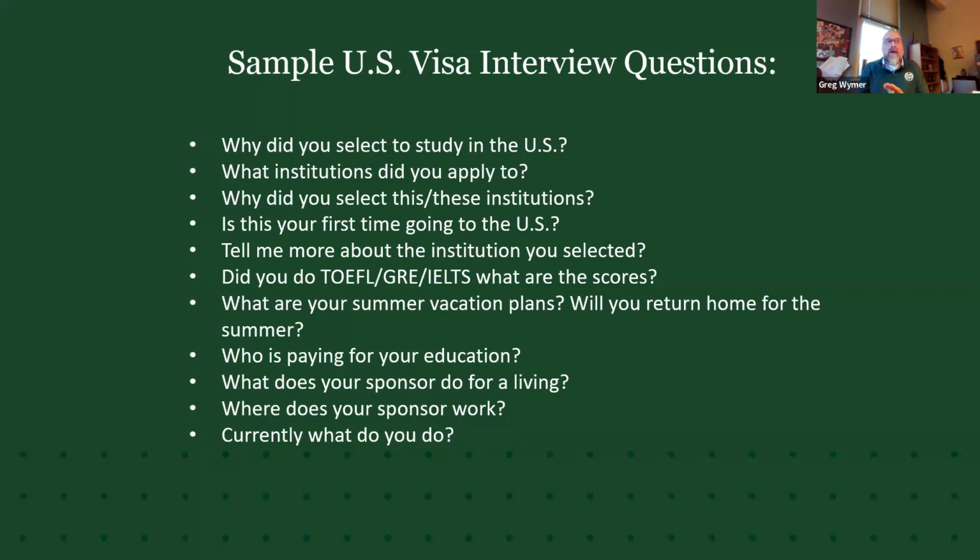If you say, yeah, I'm returning home every summer, and they say, well, your finances show you can barely afford to attend, how are you going to be able to afford traveling back and forth? That may give them a reason to deny your visa because it's just not matching up.